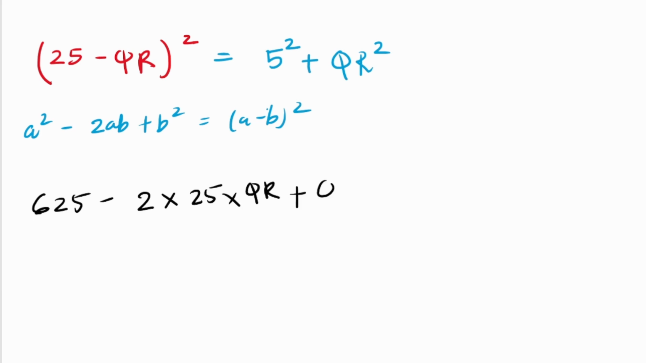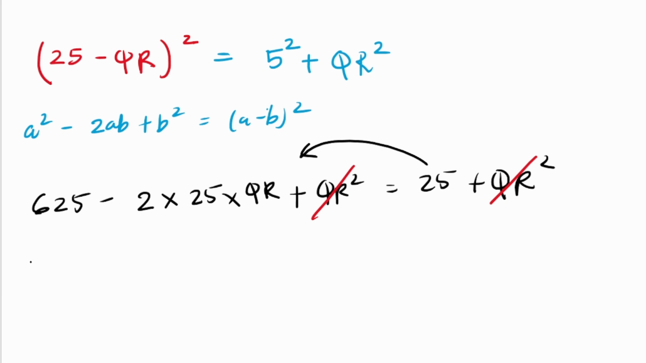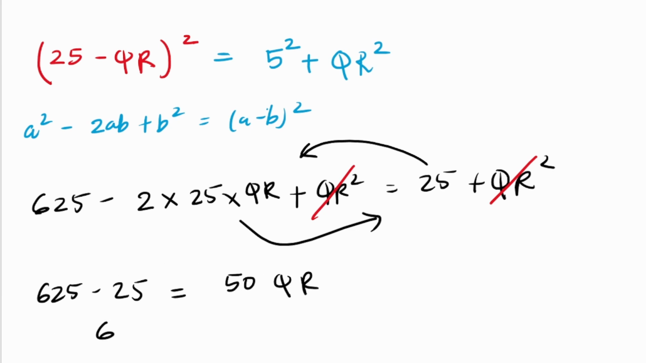QR plus QR square equals 25 plus QR square. You have QR square and QR square here common, so we'll just cancel this out. When you take this 25 to the other side, and we'll take this to the other side, it is 625 minus 25 equals, since it's going to the other side, it will become plus, 25 into 2 is 50, 50 QR. So this is 600 equals 50 QR.